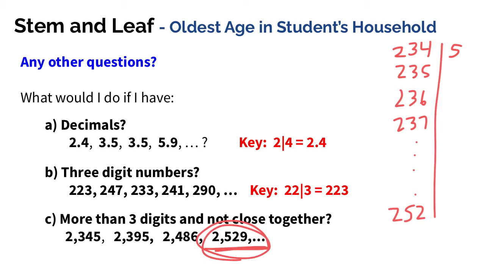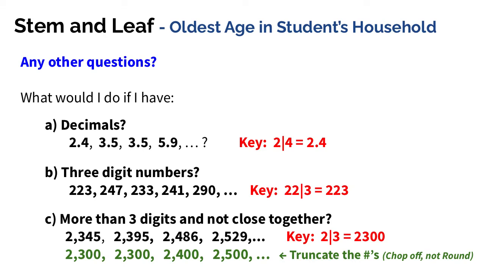2529 number. So sometimes what you need to do is make a little bit of a change here. What we call this is that we truncate the numbers, which means that we're going to chop them off and round them. So I'm going to round 2,345 to 2,300, and I'm going to round 2,395 to 2,300 as well. So rounding these off for my key, I could do something like this where I would have 2 and a 3, and that's going to represent 2,300. So if you're ever trying to make a stem and leaf plot for numbers that are spaced really far apart, truncating is a possibility for you.